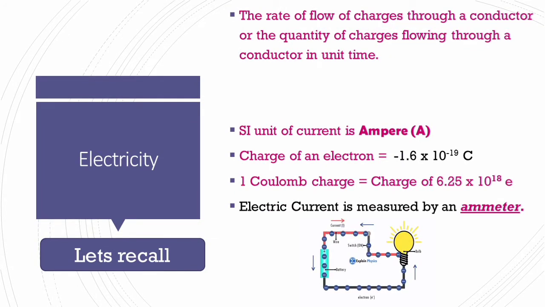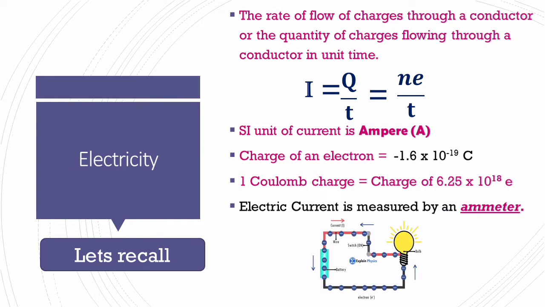We had understood that electricity is the flow of charges through a conductor, or the number of charges that flow through a conductor in a unit time. So, if you want to represent electricity in a formula, we can represent it as I is equal to Q by T or NE by T. The SI unit of current is ampere. The charge of an electron is minus 1.6 into 10 raised to minus 19 coulomb, where 1 coulomb charge is the charge of 6.25 into 10 raised to 18 electrons. We also learnt that electric current is measured by an ammeter.